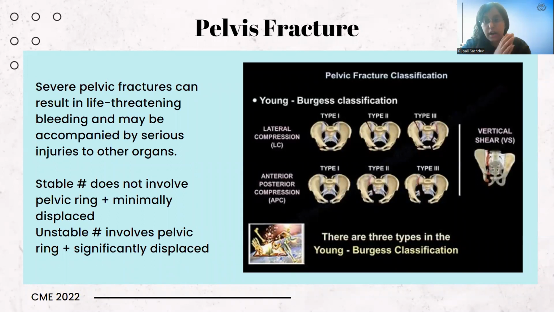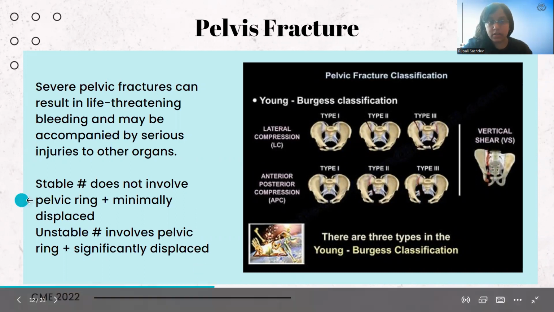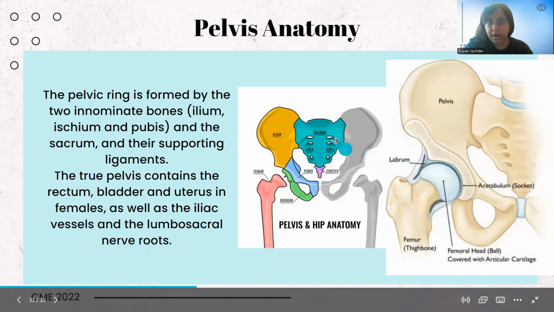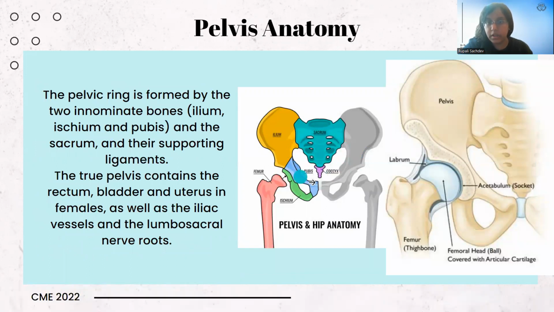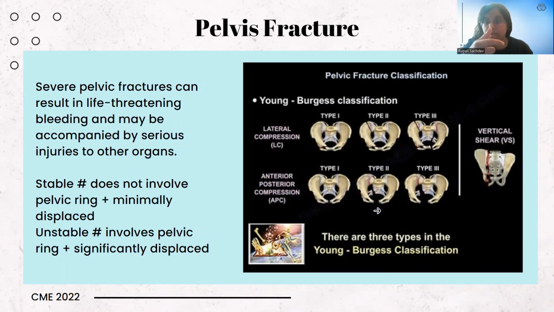So how do you differentiate between a stable and an unstable pelvic fracture? The stable fracture will not involve the pelvic ring. So you see the upper part, the sacrum border, the ilium border, pubis. This is your pelvic ring. So it doesn't involve the pelvic ring, and there is not a lot of displacement. Whereas an unstable fracture will involve the pelvic ring and has significant displacement.